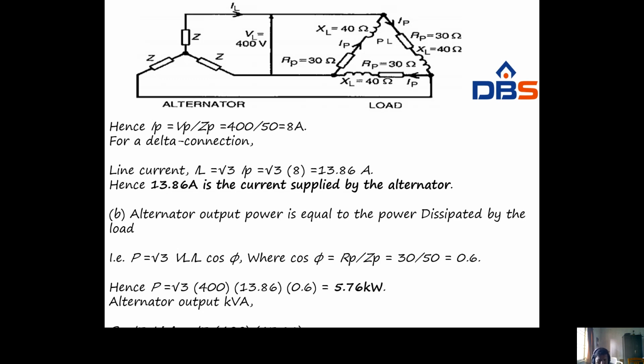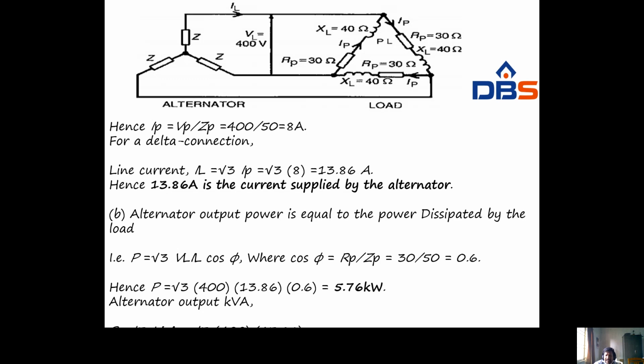For delta connection, line current IL is equal to root 3 I phase, therefore root 3 into 8 amperes, that is equal to 13.86 amperes. Hence, 13.86 ampere is the current supplied by the alternator. So look at the figure, alternator supply voltage, the line voltage, is 400 volts. Now we have to calculate the line current, that is 13.86. Now this 13.86 ampere current is supplied to the motor to run the load.